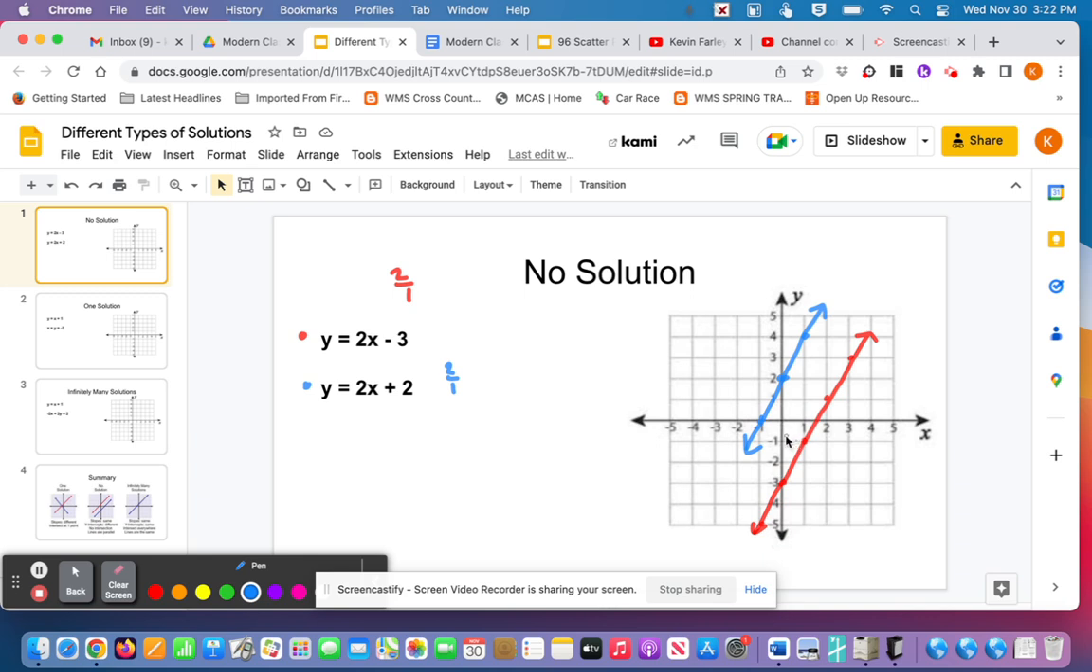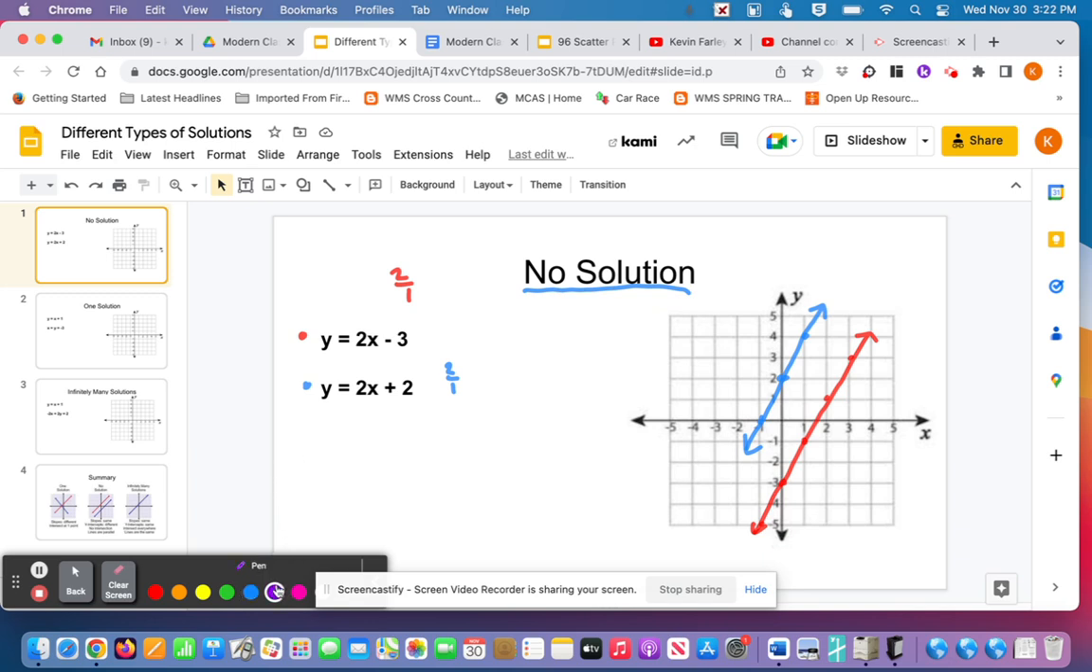If there was going to be a solution to this equation, these lines would intersect at a specific point. This will never happen. If the lines are parallel, that will never take place, okay? That point of intersection won't happen. Therefore, we call it no solution when that happens.